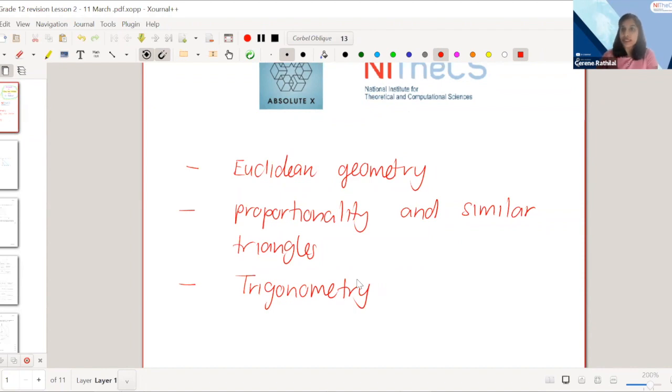So in today's lesson, we're actually going to be focusing a bit on Euclidean geometry, and I will perhaps touch on some results regarding proportionality of triangles. I don't think I'm going to get to similar triangles, but we'll definitely talk about a result regarding proportionality. So that's what we're going to be covering today.